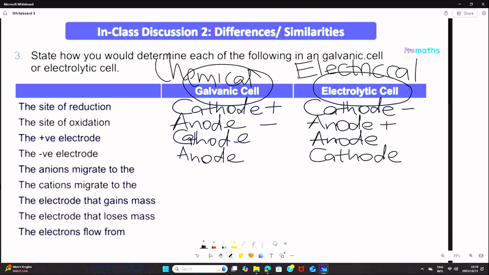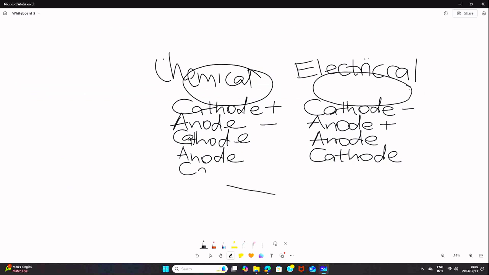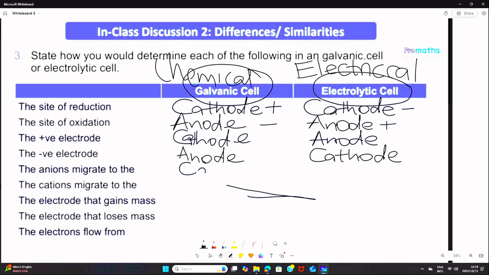Now the ions migrate there. Remember, the anions are negatively charged, so in a galvanic cell they are attracted to the anode, and your cations will be attracted to the cathode. Like charges attract each other. Whereas in an electrolytic cell, your anions are attracted to the anode.